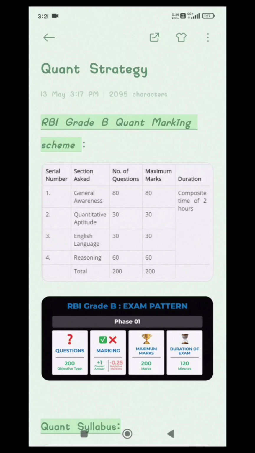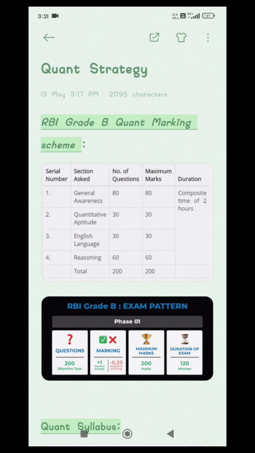In this video I'm going to talk about the quant strategy, which I had told you in the previous video that I'll be discussing, the quantitative aptitude strategy, in the upcoming video. Okay, so let's start with our video, and before moving towards the syllabus and the strategy, first we will try to understand the marking scheme.